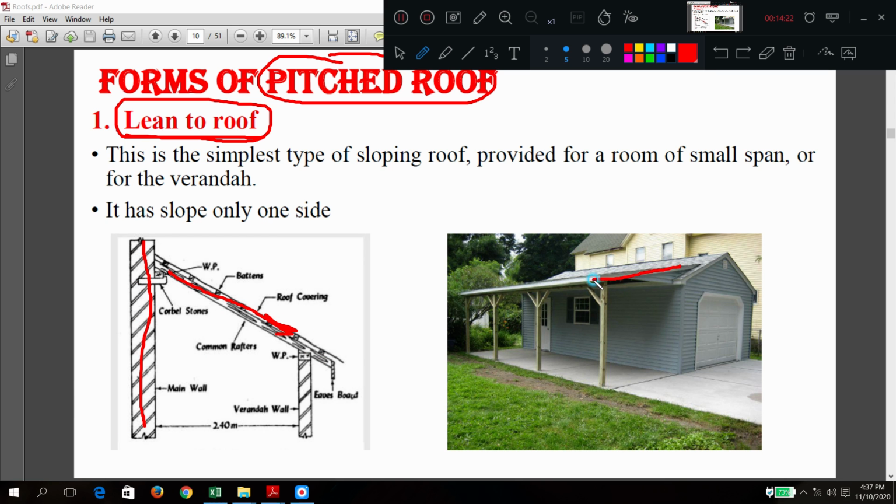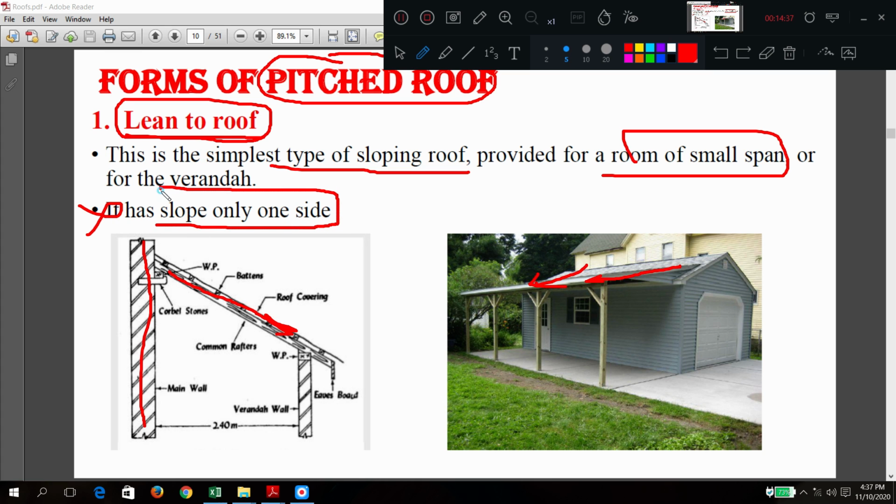Can you see this roof? This is a roof which is there for only one side. So this is the simplest type of roof provided for a room for small span. So the very important term is slope only on one side. That is why it is called lean-to roof. So this is very important.